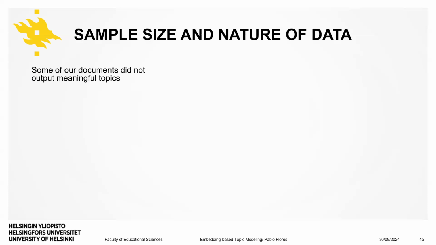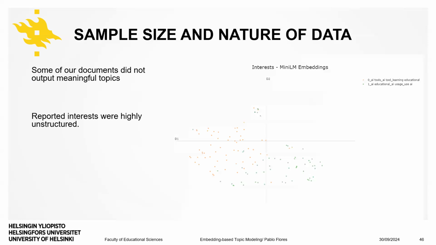First, the sample size and nature of the data can affect the algorithm in many ways. I saw many different examples out there on the internet, and it's a bit unexpected the way things can go on. So, for example, the reported interests were highly unstructured.